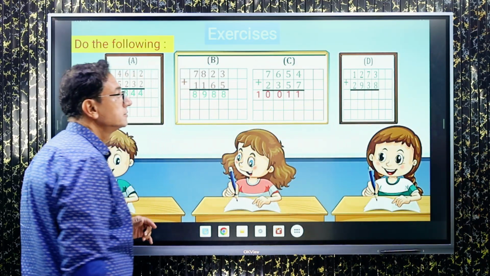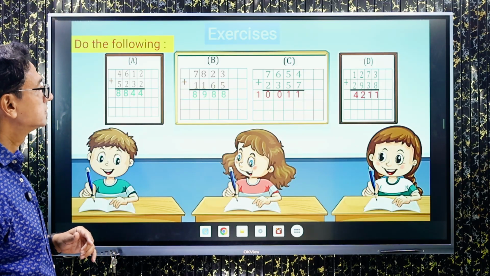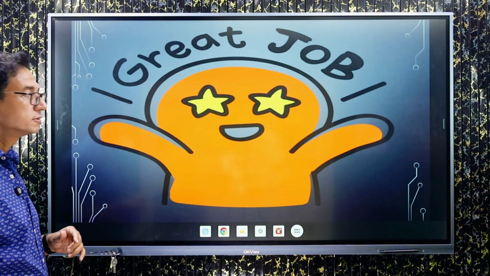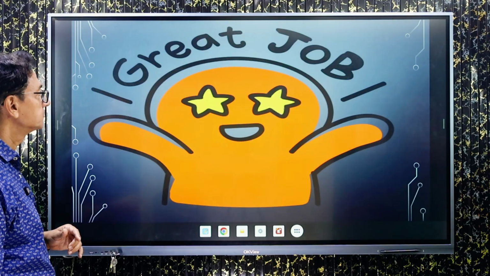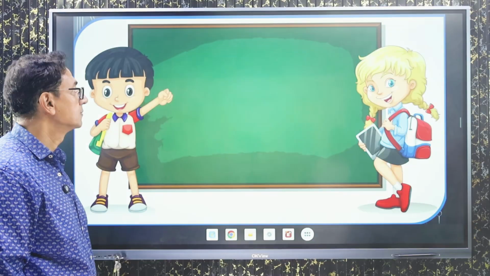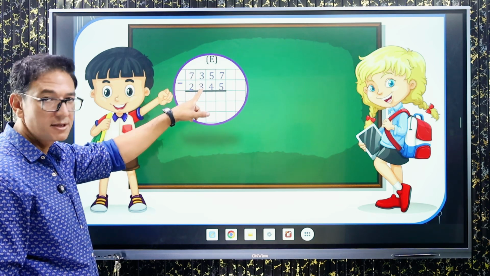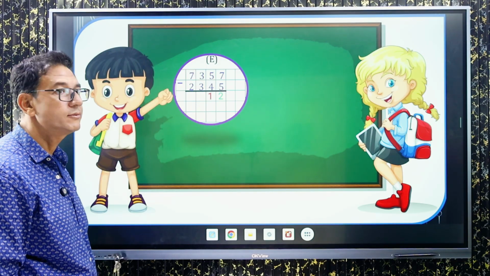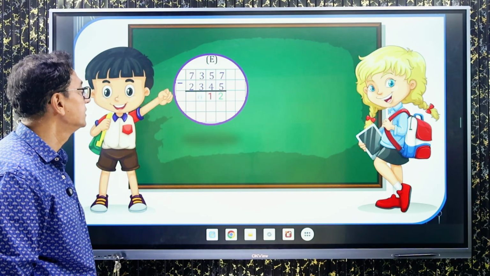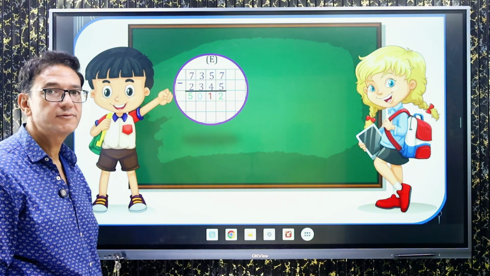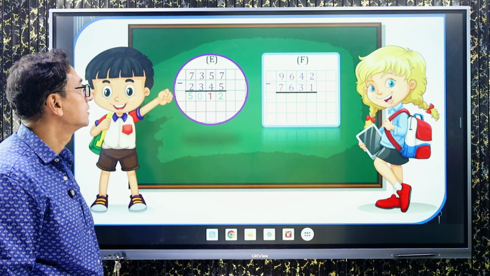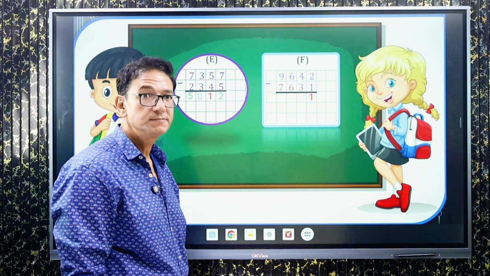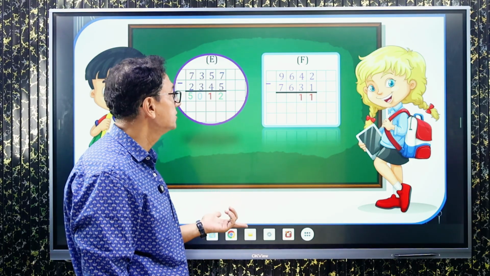Yes, good job. Excellent. Great job! New number. Subtract 7 minus 5, yes, equals 2. 5 minus 4, 1. 3 minus 3, take away 3 out of 3, 0. 7 minus 2 equals 5. 2 minus 1 equals 1. Yes. Try to solve. 1, 0, 2.